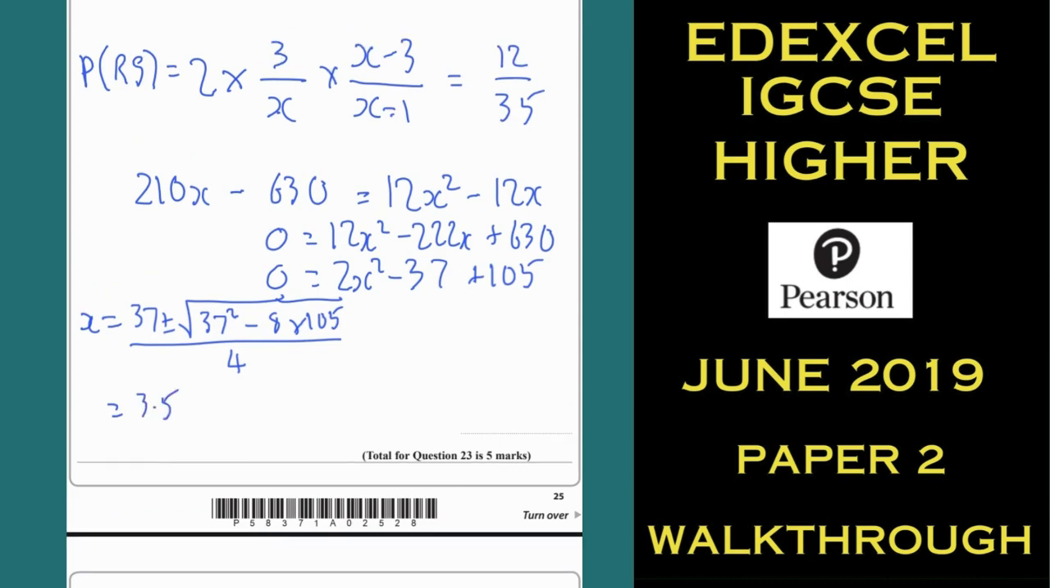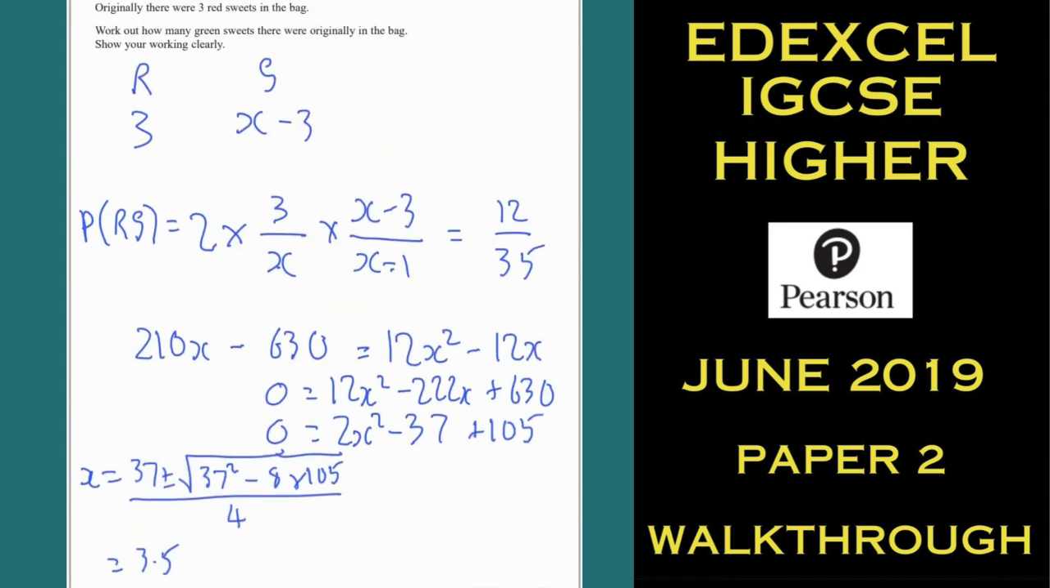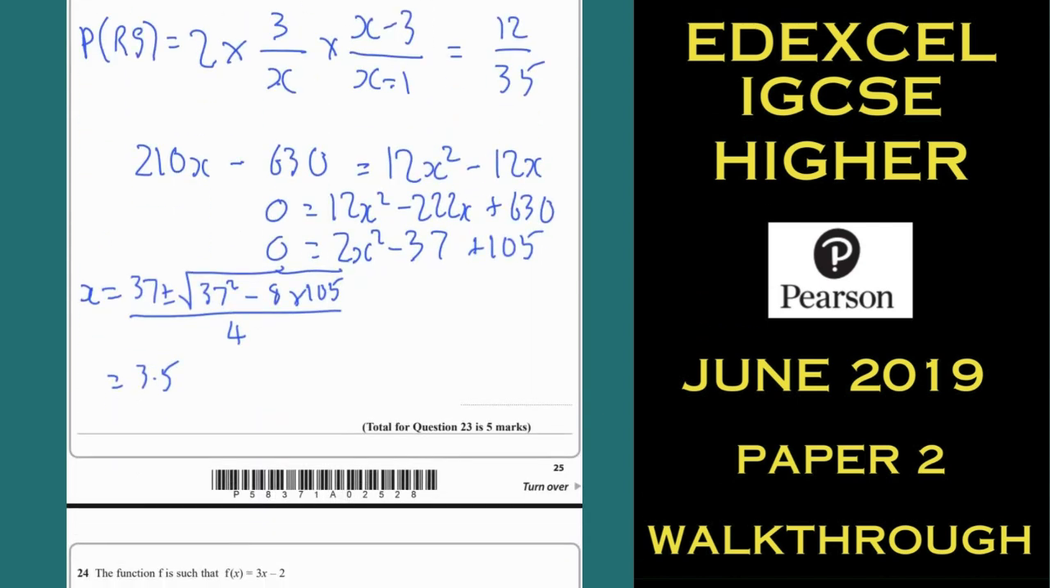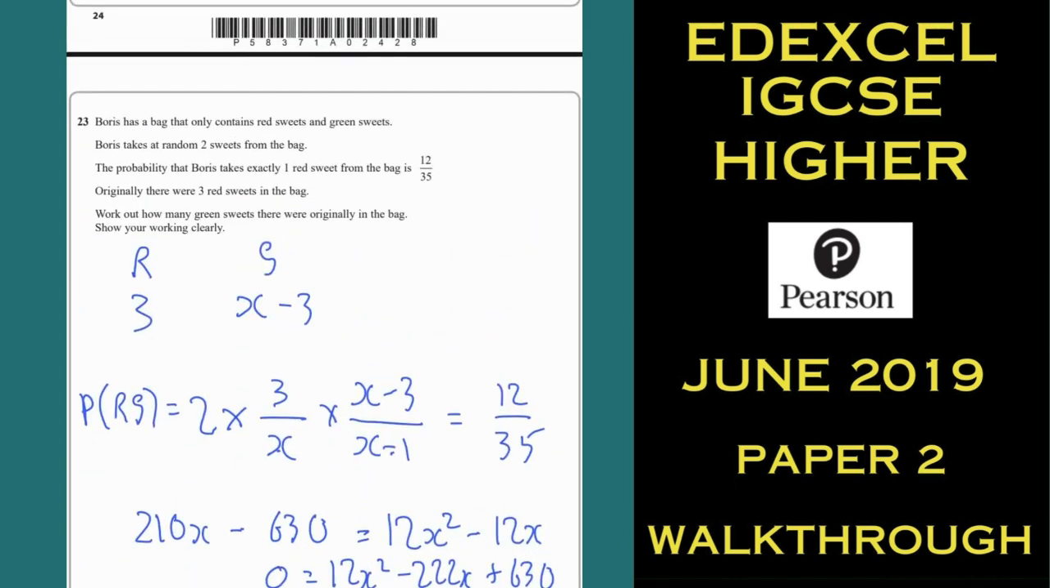Now, I will just stress, don't forget what x means. X tells you how many sweets are in the bag. You can't have a fractional amount of sweets, so that answer needs rejecting. If you use the positive, though, you do get 15. All right, so we get x to be 15.